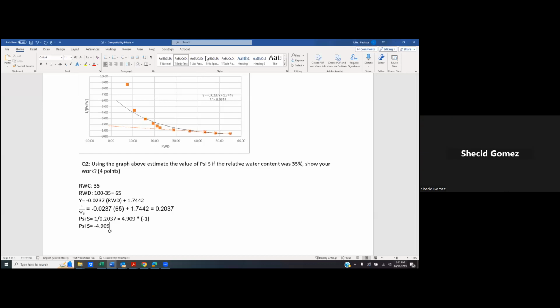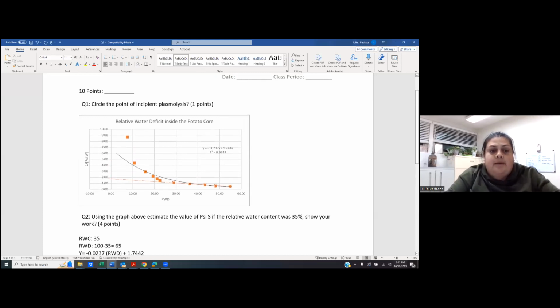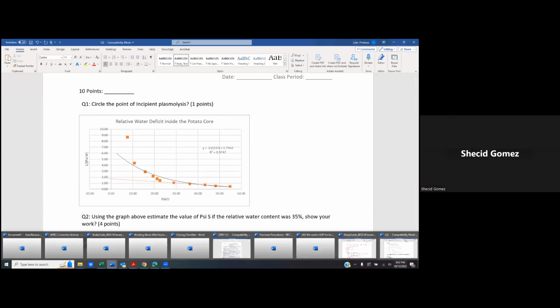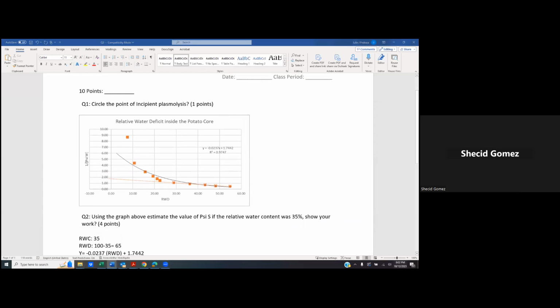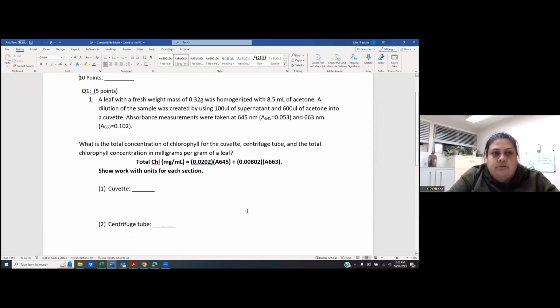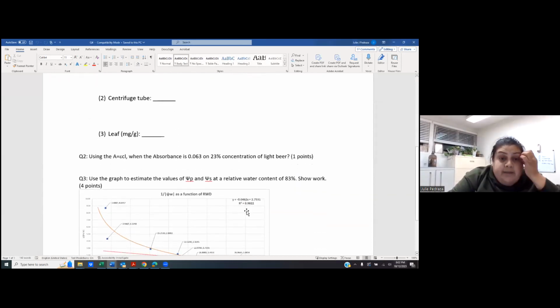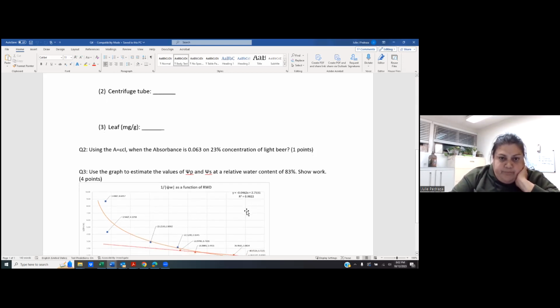Would we be able to go over question 2 on quiz 4? Yeah, we can do that to practice a bit more. Okay, quiz 4, question 2. It says using the absorbance equation, when the absorbance is 0.063 on 23% concentration of light beer, how do you solve for that?